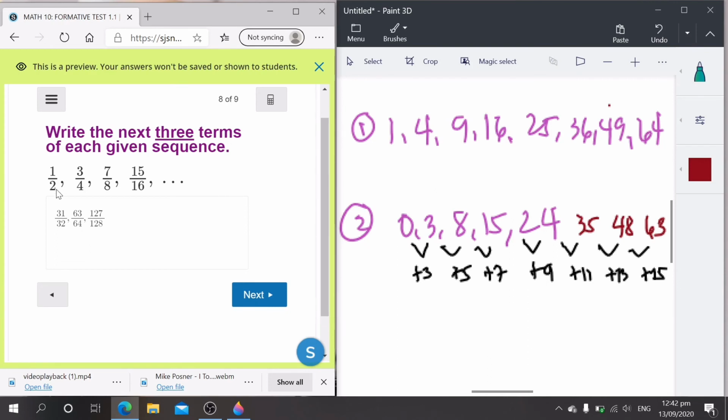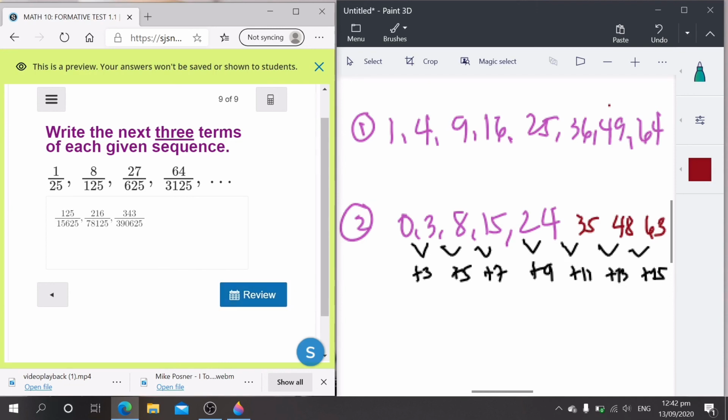And observe the numerators are just less than the denominators by 1. Okay? In the numerator, we just subtract 1 from the denominator. So, 31, 63, 127. So, those are our next 3 terms. Right? So, just observe. Or, some of you may have looked at the differences in the numerators. It's okay. But I tell you, we will arrive at the same answer if that's what you did. Next.